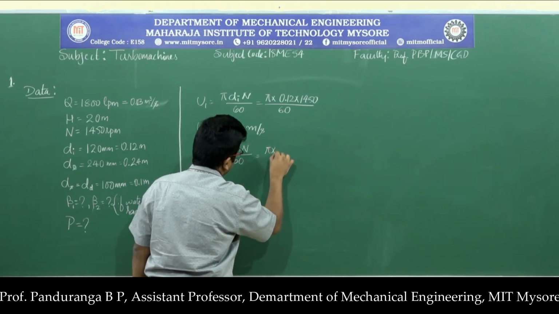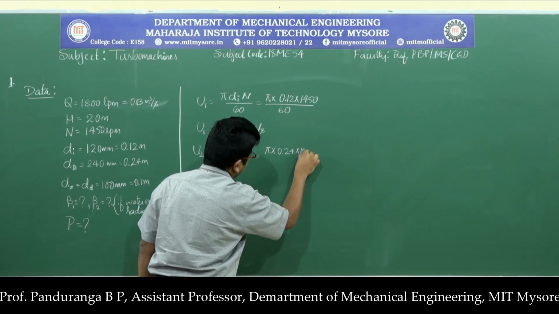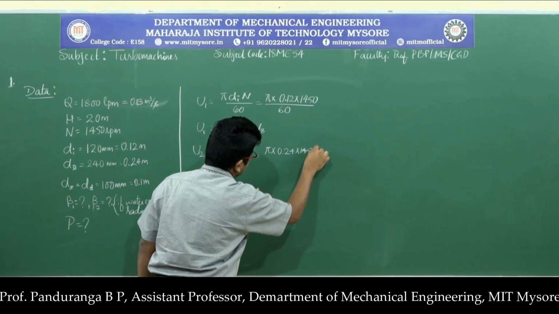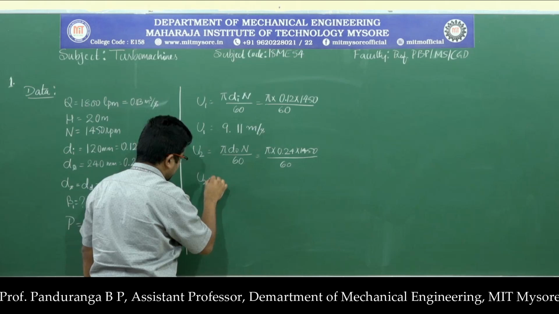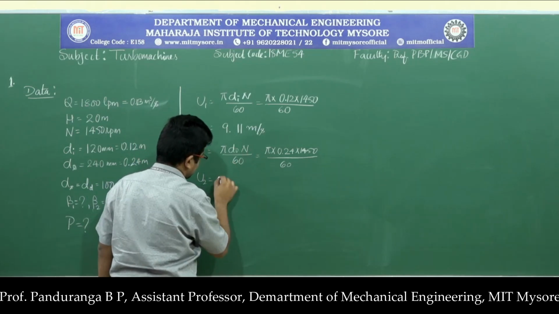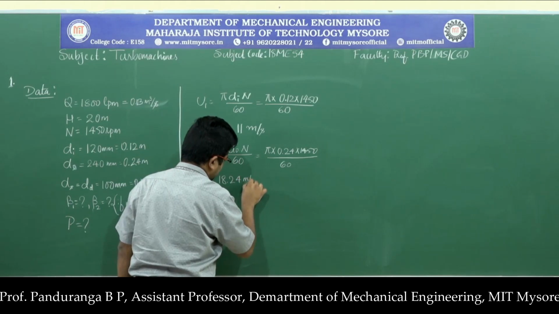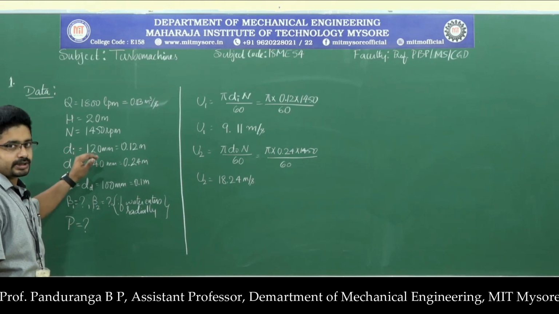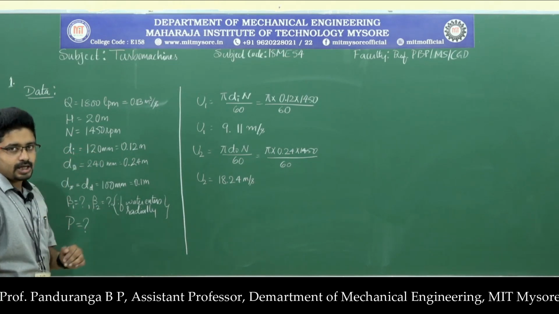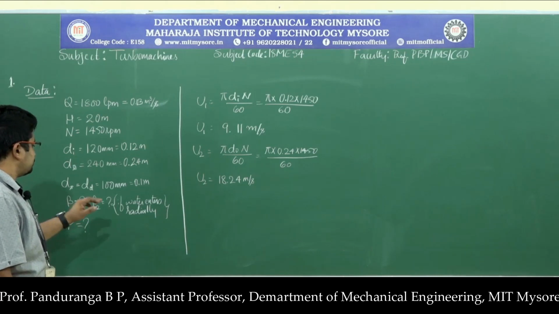So u2 is pi into outer diameter into N divided by 60, which is equal to pi into 0.24 into 1450 divided by 60, and u2 is given as 18.24 meter per second. Now we have the tangential velocities at the inlet and outlet of the rotor.